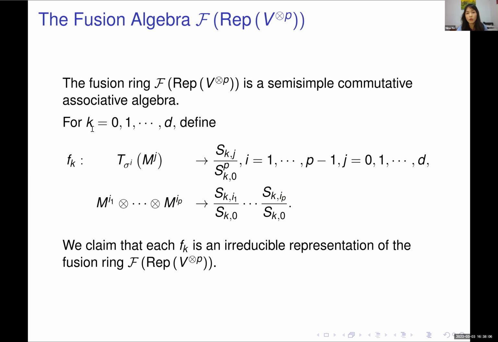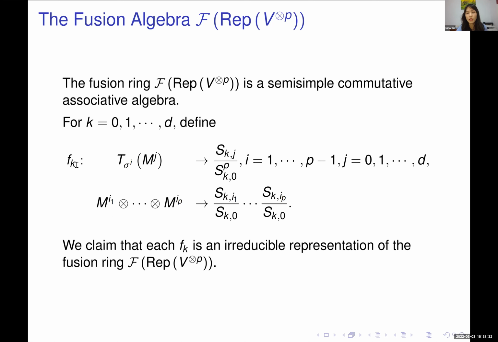And we actually can prove that for each K, this χ_K gives you an irreducible representation of the fusion ring. So the basis elements of the fusion ring are those ones, and the twisted module is mapped to this number, and this is mapped to this number. So we claim that each χ_K is an irreducible representation. Now let's see why this is true.